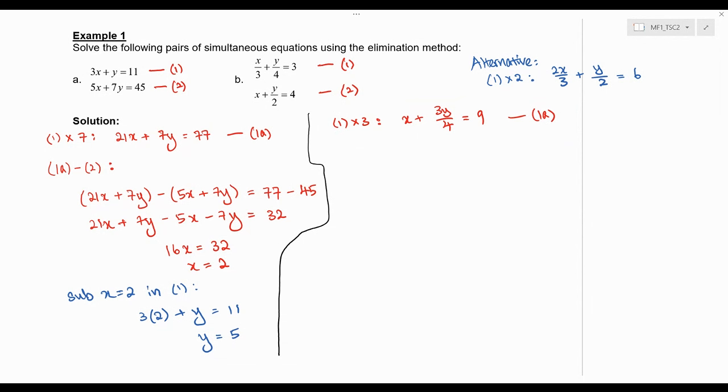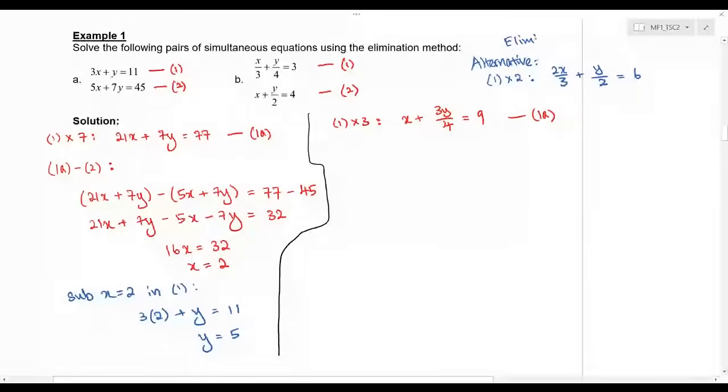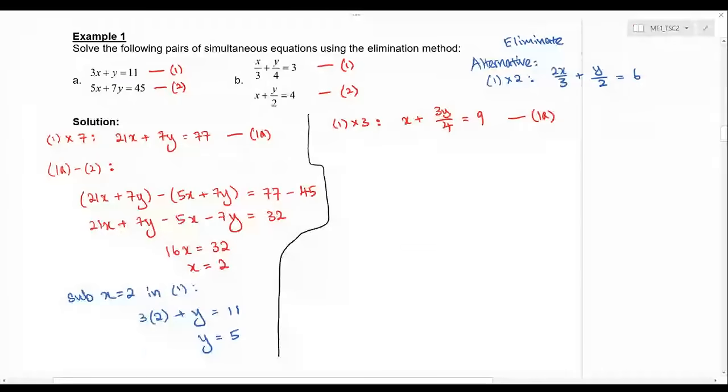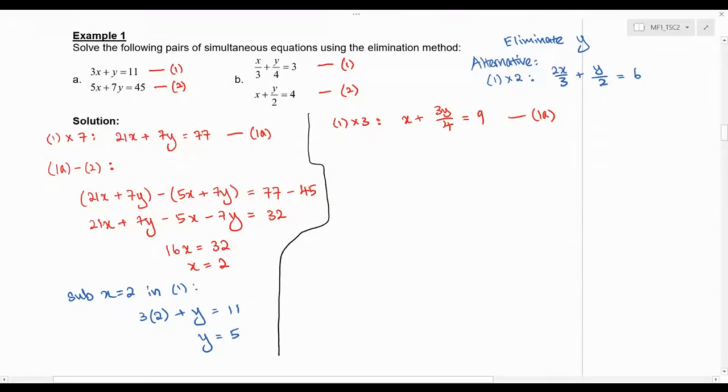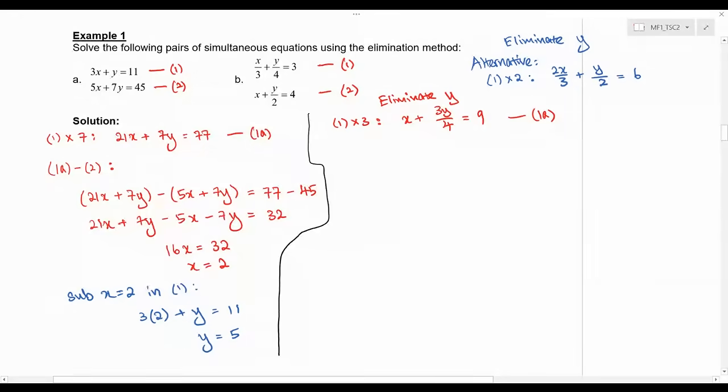But for the alternative version, when I multiply by 2, you'll notice that the y would be the same. Both cases will be y over 2. So when you do elimination, we will be eliminating y. So this is to eliminate y, whereas the first version is to eliminate x. Either way, you should get the same answer. It really doesn't matter.